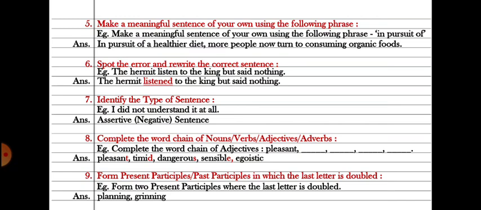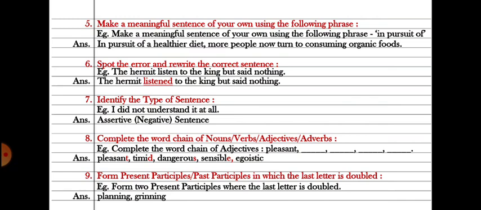Now let's have a look at the example. I did not understand it at all. Answer: assertive sentence. In brackets, you can specify that it is a negative sentence as it is used to express the falseness of a statement. We can see the use of the word not in the sentence. Question number 8.